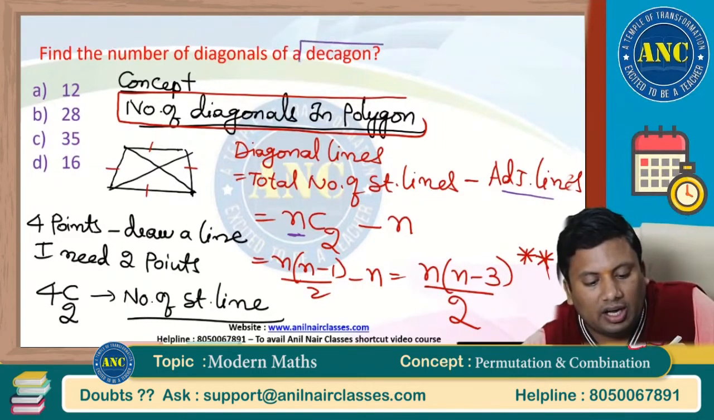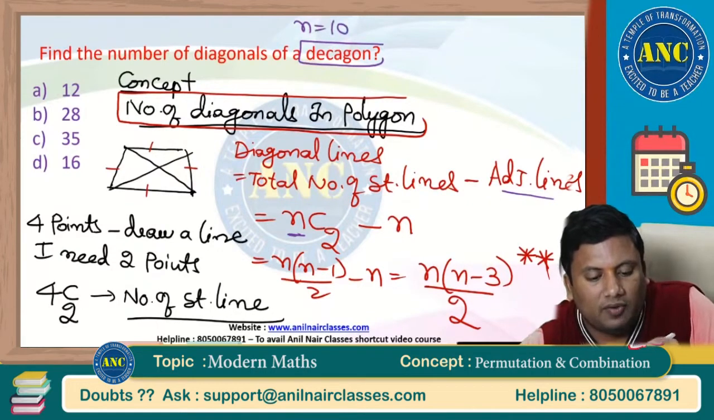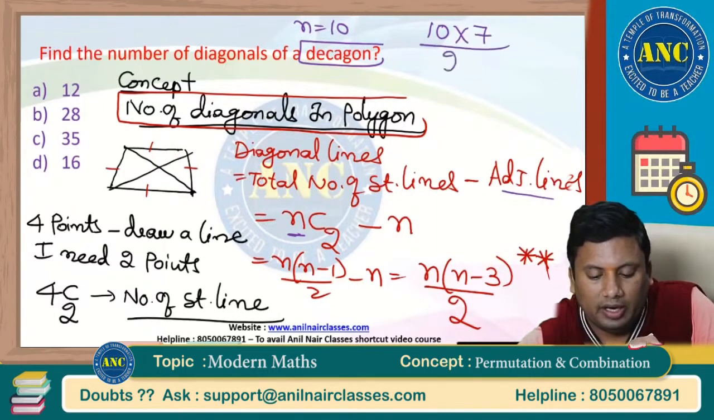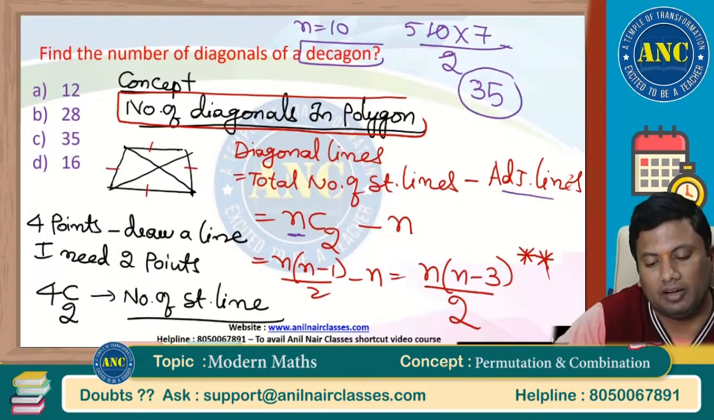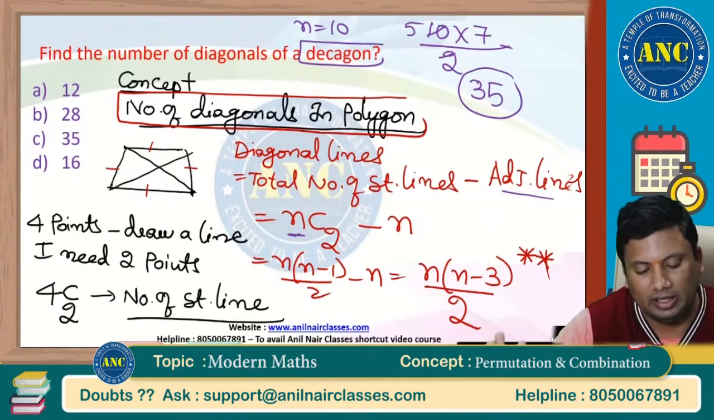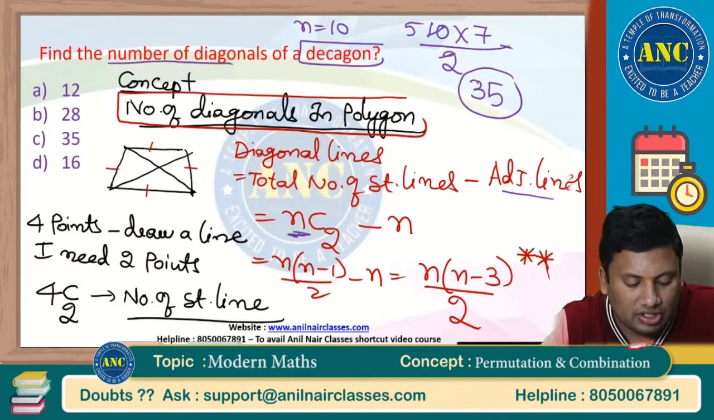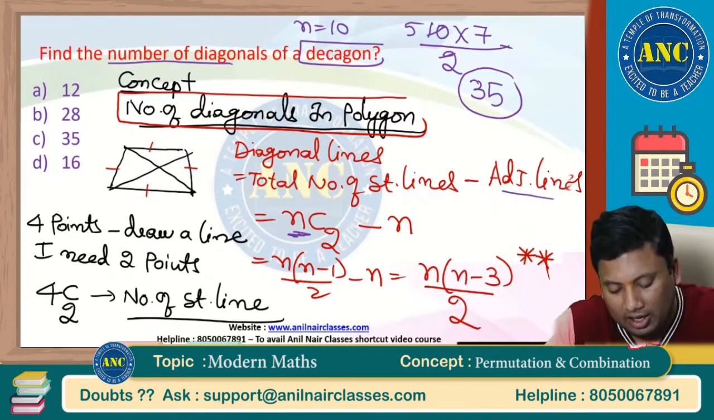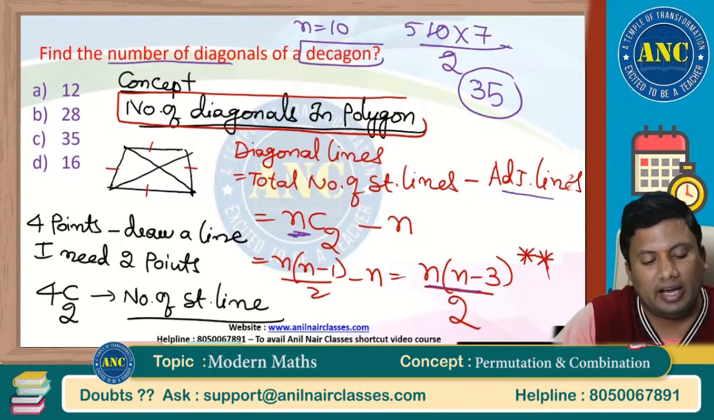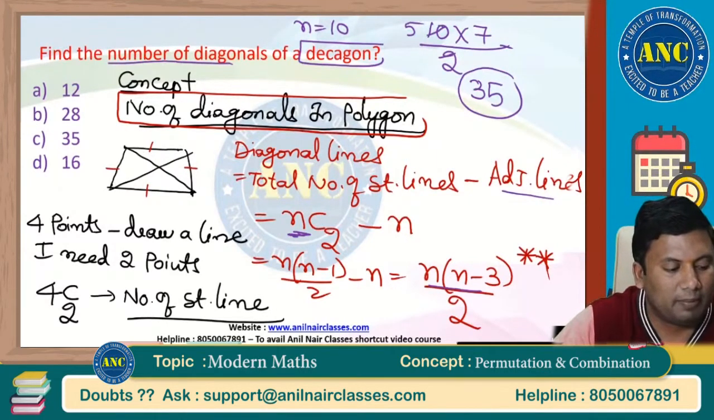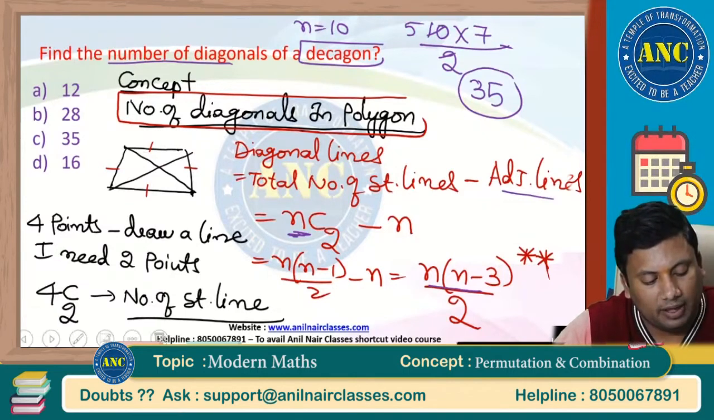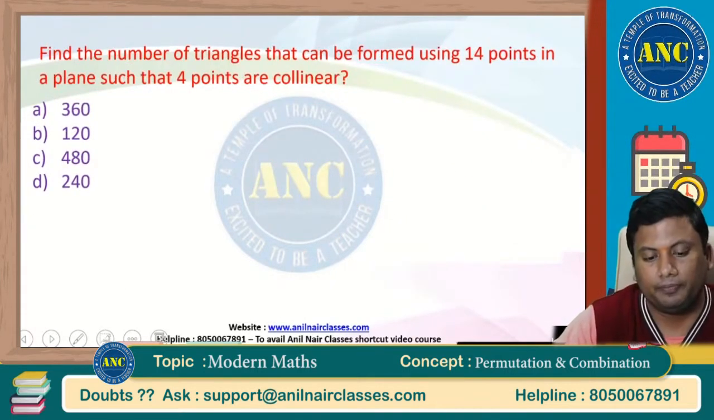I want a decagon. Decagon is nothing but n value 10. Number of diagonals will be 10 into 10 minus 3 by 2. 2 5s are 10. 5 7s are 35. Answer for this question is nothing but 35. Number of diagonals of a decagon is 35. Idea is clear. Number of diagonals is given by nC2 minus n, and if I calculate it, I will get the answer n into n minus 3 by 2.